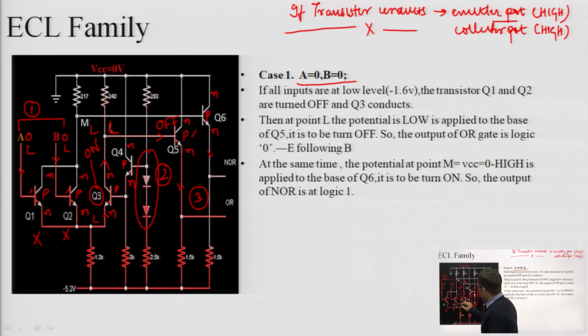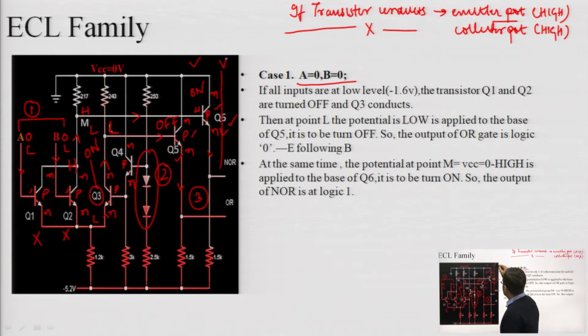Similarly, Q1 and Q2 are not conducting, so this collector potential must be high. This high is applied here and reaches the p type base, that means p is connected to high, so this will be on. So Q6 is on and Q5 is off. If Q6 is on, then this makes a path towards the VCC, that means VCC can be connected to the NOR output.